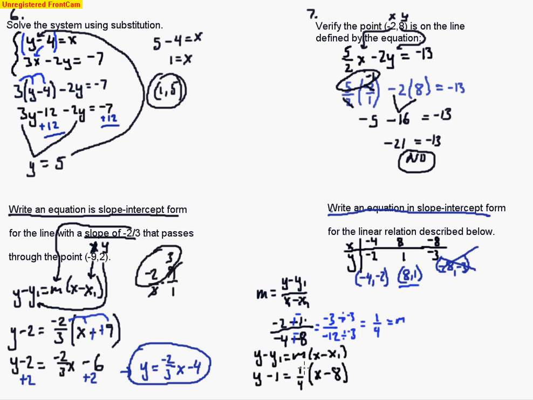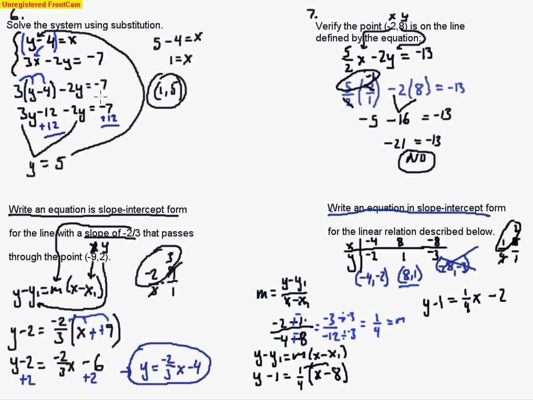So I distribute, and when I do that, I'll rewrite it up here. We've got y minus 1 equals 1/4 x, and then 1/4 of 8 is 2. So I'm getting that because, again, I'll show it over here. 1/4 times 8 over 1. The 4 goes into 8 2 times. 2 times 1 makes 2.